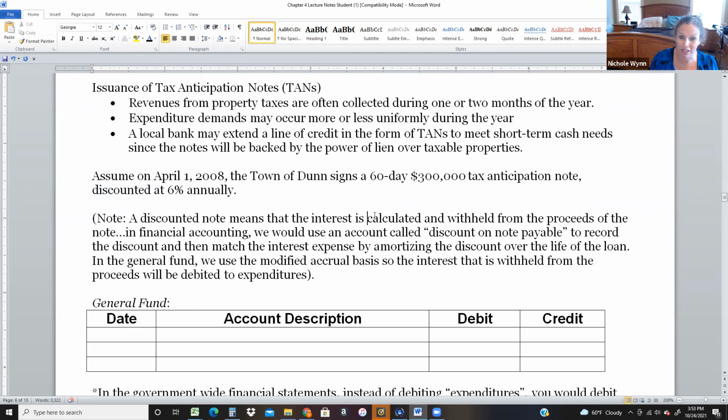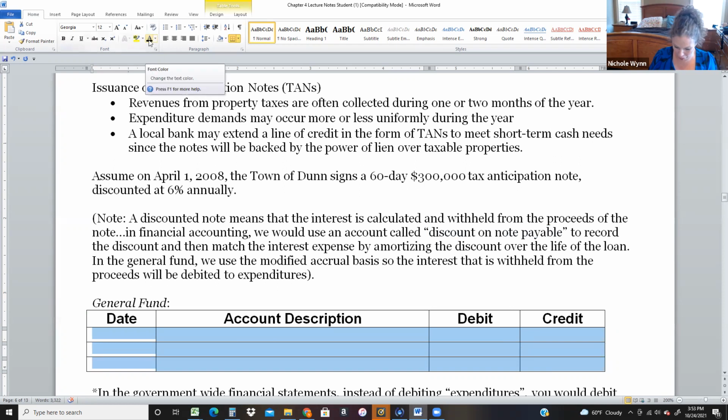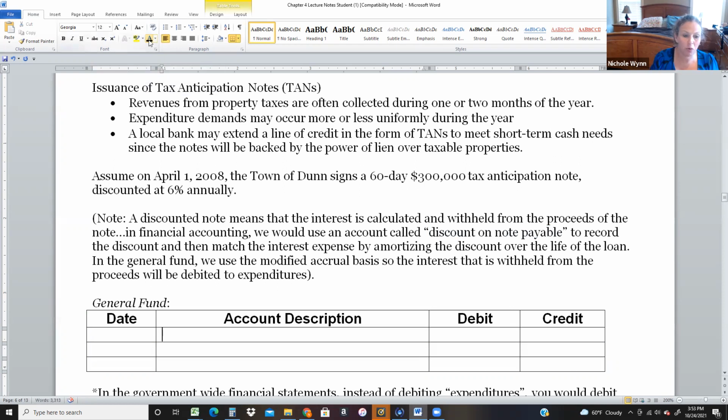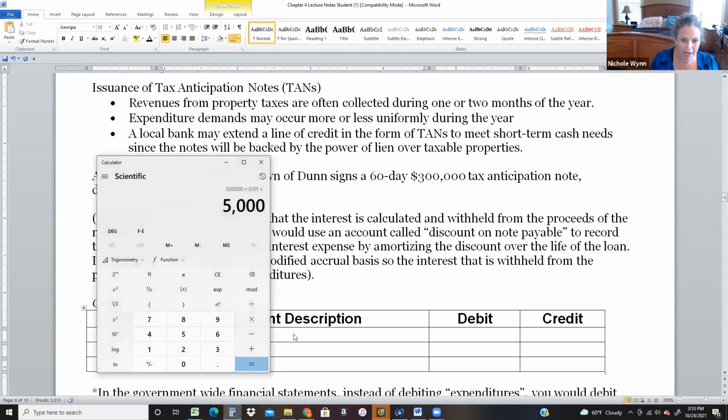A discounted note means the interest is calculated and withheld from the proceeds of the note. In financial accounting, we would use discount on notes payable to record the discount and then match the interest expense by amortizing the discount over the life of the loan. In the general fund, we use the modified accrual basis, so we just take out the interest up front and call it expenditures. With the modified accrual basis, it won't be later, it will be now. And if the note is discounted, I equals PRT.